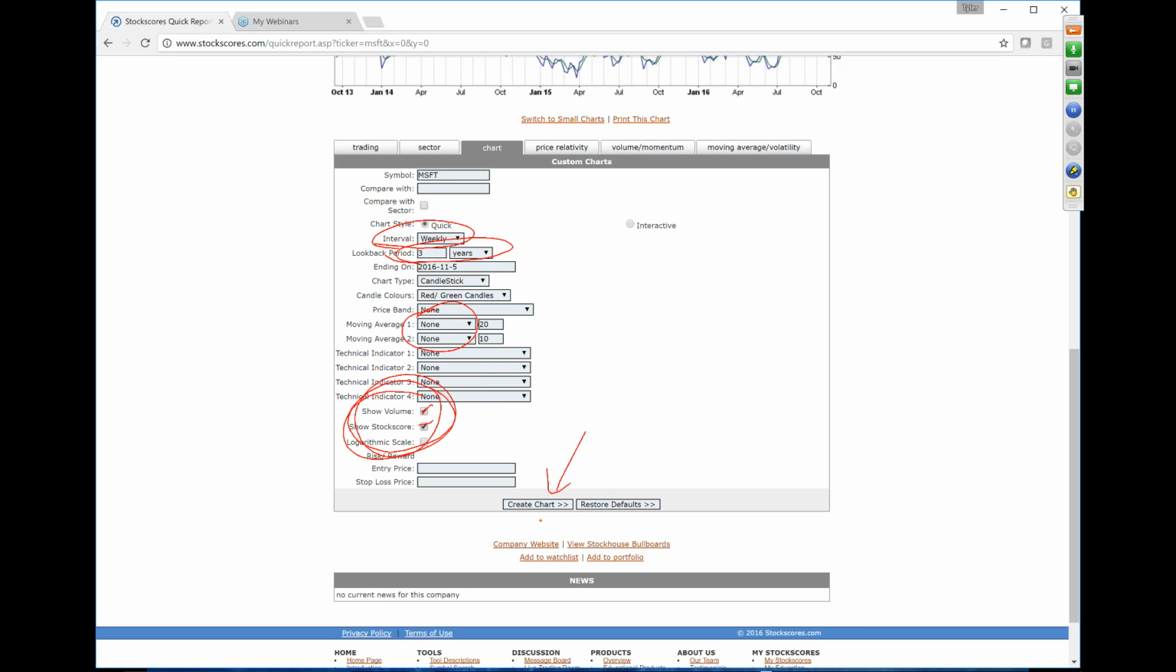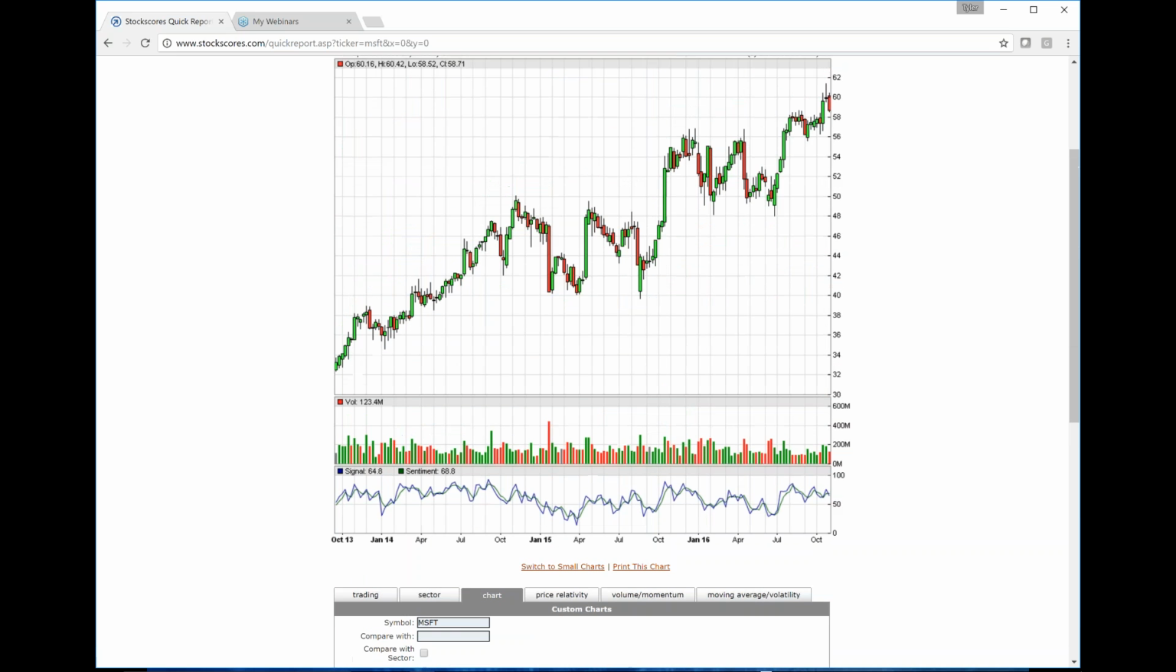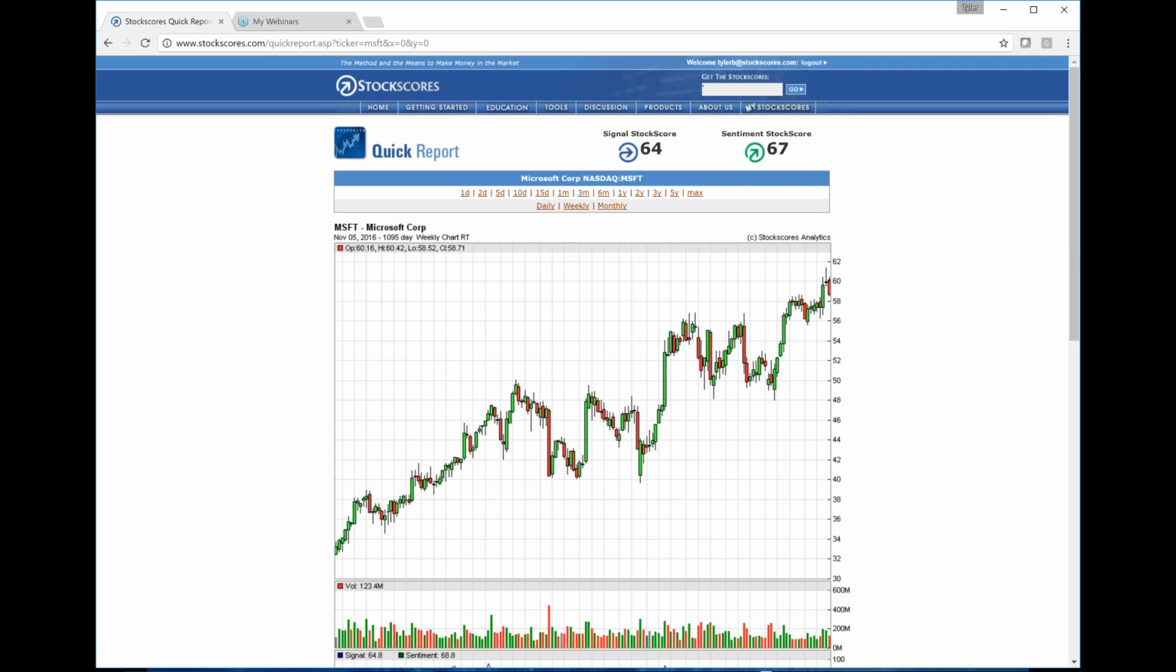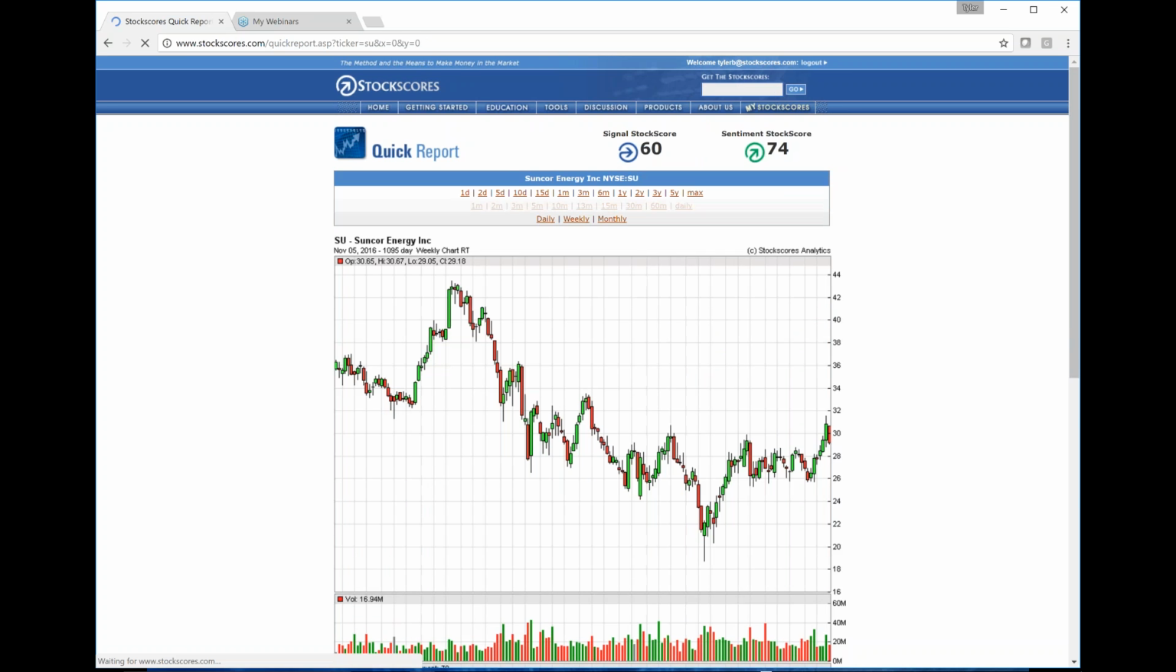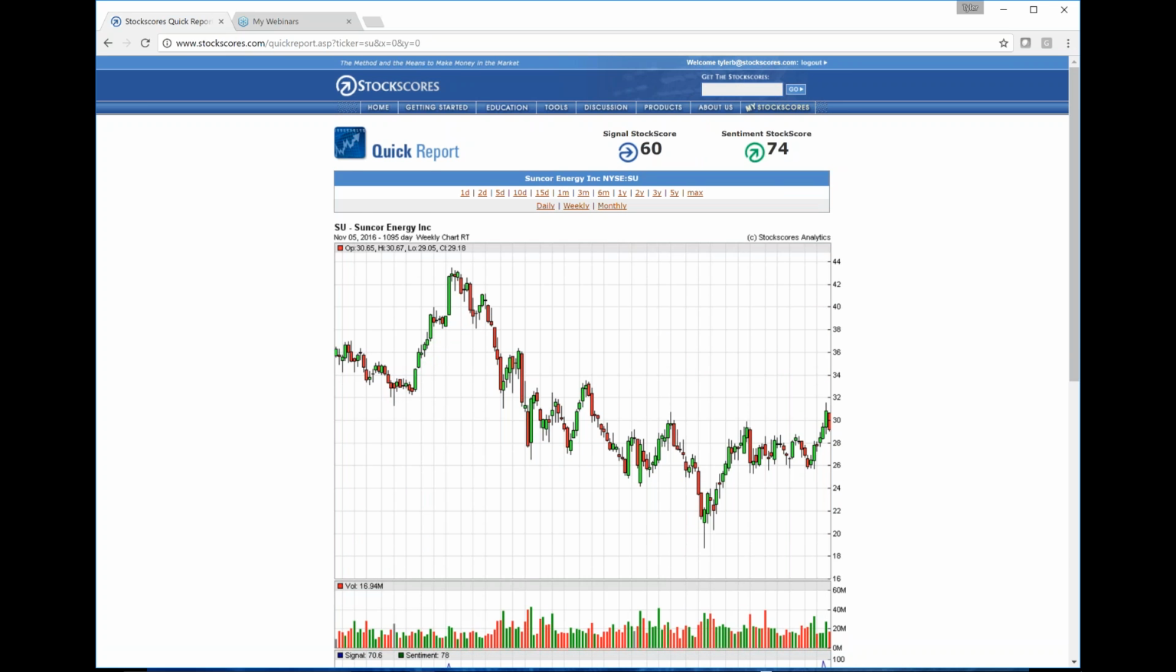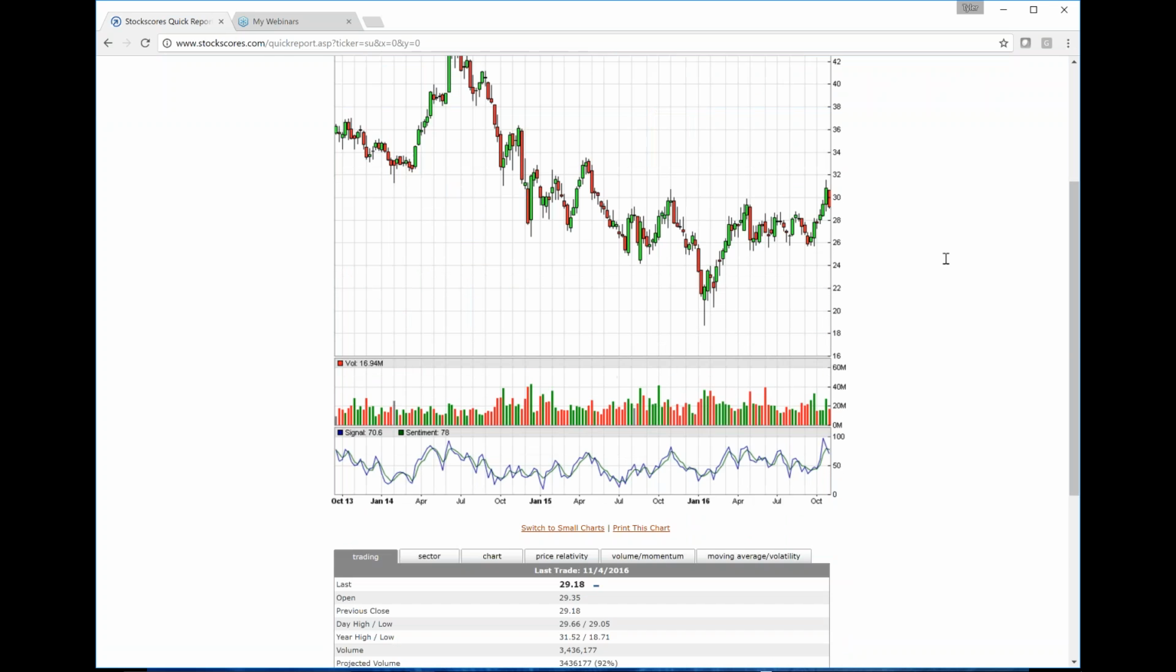And then you just click on Create Chart right here, and it will make that chart a 3-year weekly, but also it will set that as your default so that future charts are going to be 3-year weekly charts. So now if I pull up any stock, let's pull up Suncor, and there is Suncor 3-year weekly on the New York Stock Exchange.